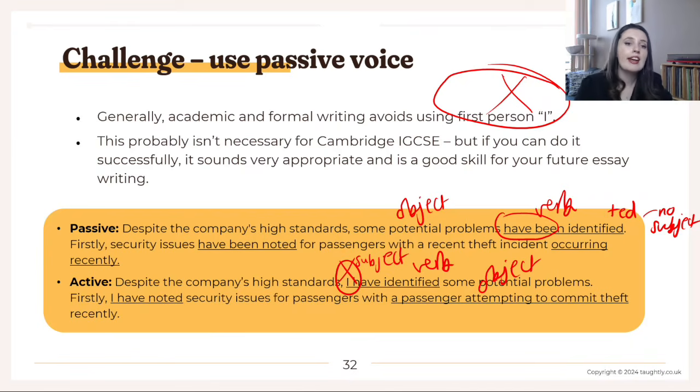So active voice would be, despite the company's high standards, I have identified some problems. Firstly, I have noted security issues with passengers, with a passenger attempting to commit theft recently. And the underlined bits are the active verb parts. Then, to change it to passive voice, despite the company's high standards, some potential problems have been identified. Firstly, security issues have been noted for passengers, with a theft incident occurring recently. So here we're no longer saying who committed the theft, we're just saying that a theft incident occurred. And all of these will be a more formal way of phrasing your report. Once again, maybe not necessary, but I think it sounds nice.